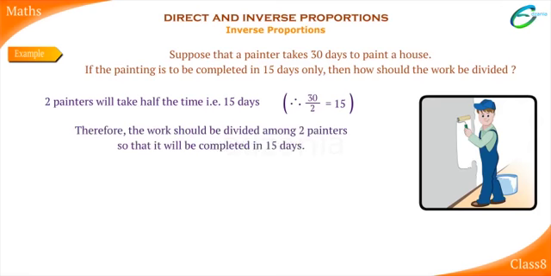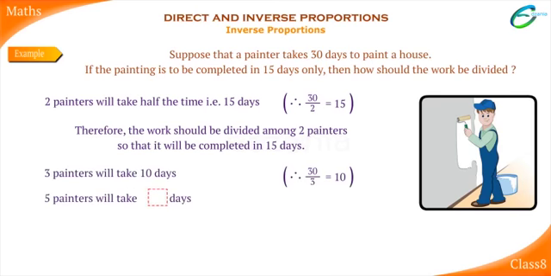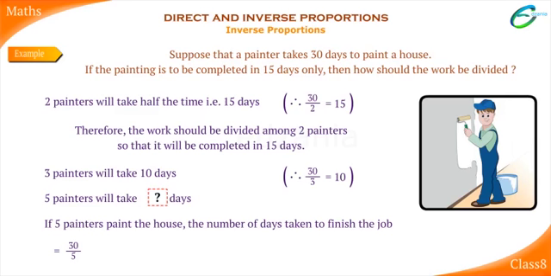Similarly, we can observe that if 3 painters share this job, they will finish painting the house in only 10 days. If 5 painters together paint the house, can you find the number of days they will take to complete the job? If 5 painters paint the house, they will take 30 divided by 5, that is 6 days, to complete the painting.